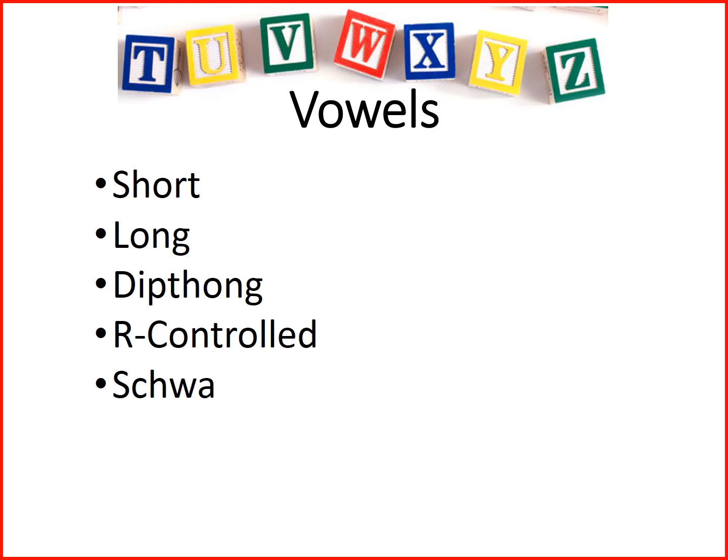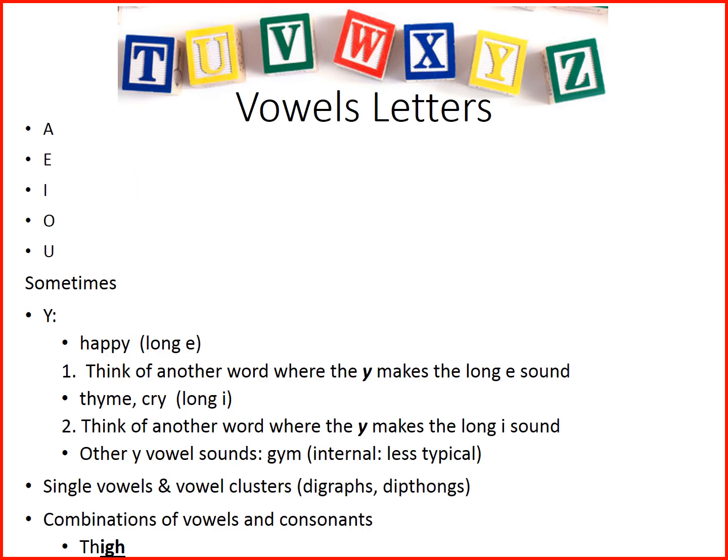We are going to talk about 5 different vowel patterns: the short vowel pattern, the long vowel pattern, diphthongs, R-controlled vowels, and the schwa. So we'll talk about each of those patterns. I also want to point out the vowel letters or graphemes that represent the vowel sounds or phonemes.